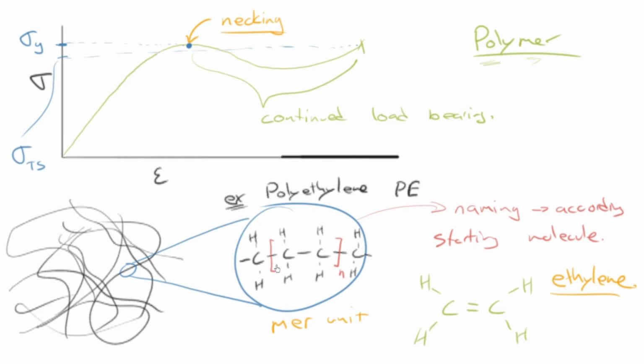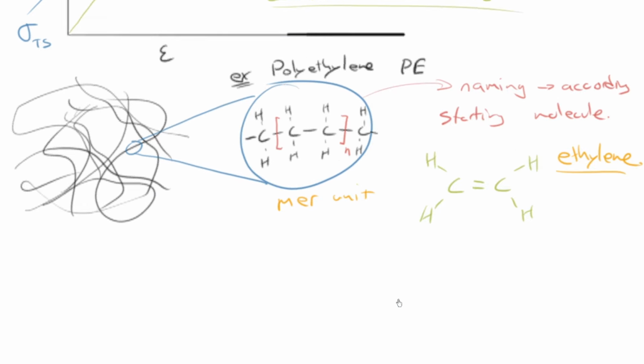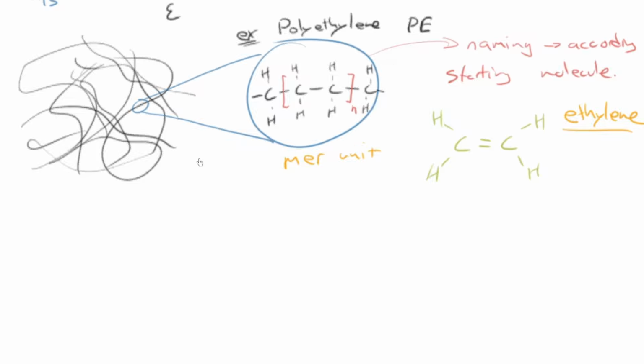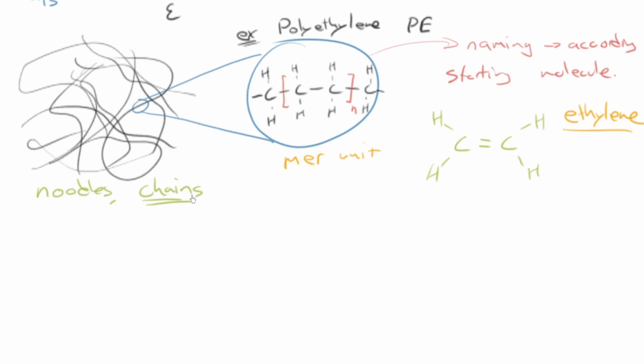So what I'd like to do now is explain here how we can get this continued load bearing, and we can explain that using this little model here of the molecules as noodles, or sometimes people refer to them as chains. In fact, often chains are used, I think, because there's links in a chain and they repeat, right? Or strings, I suppose, you could think of as well, all right? So we want to do that.